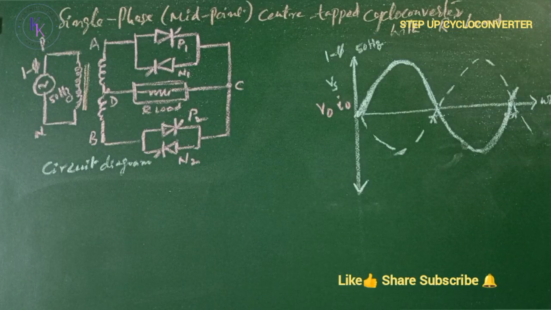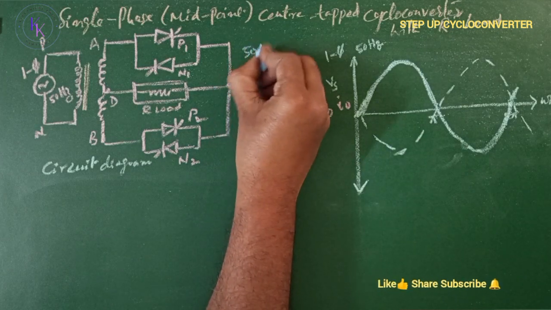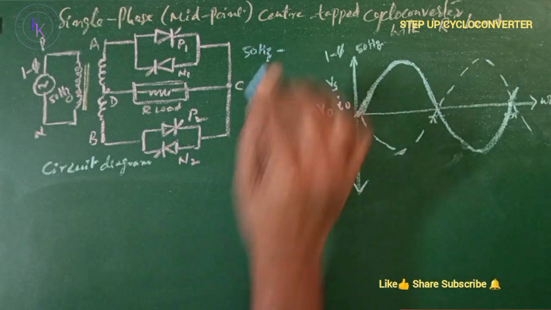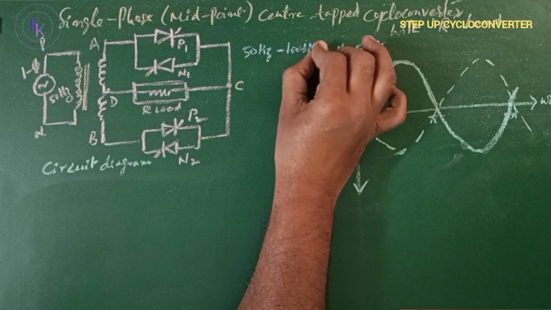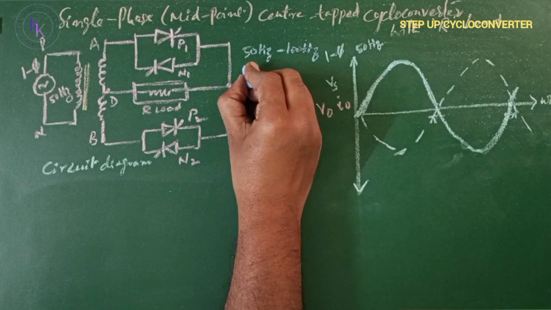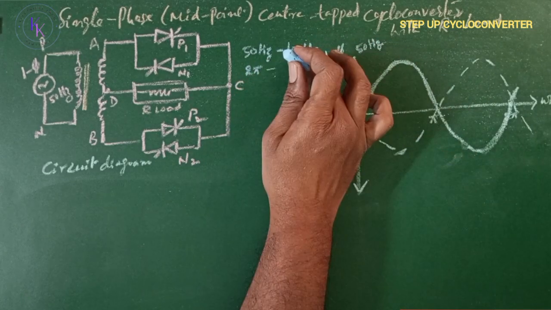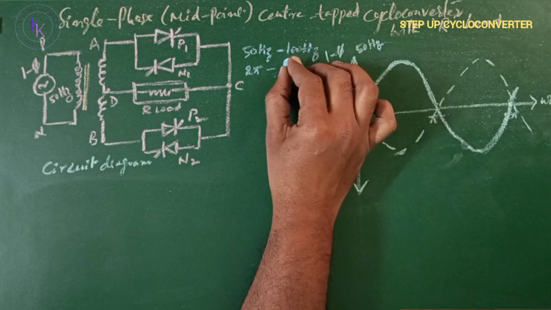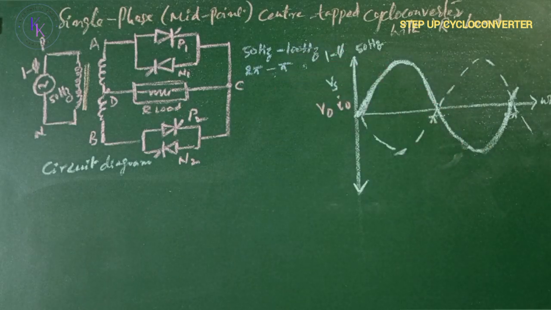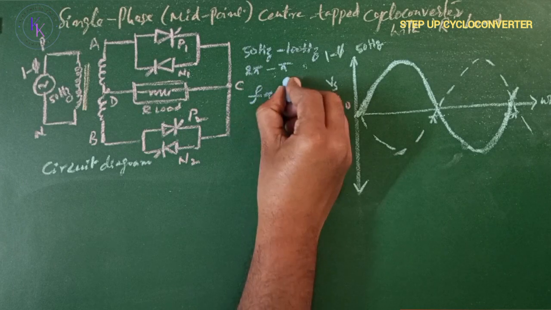Now we have seen how this circuit steps down the frequency. Now the same circuit we use to step up the frequency. We know that this is a 50 Hz supply. Now we want to step up to 100 Hz, which is nothing but one cycle completed in pi radians, instead of 2 pi, as frequency is inversely proportional to the time.